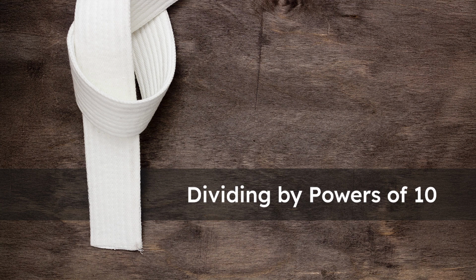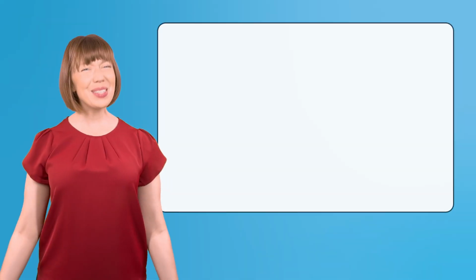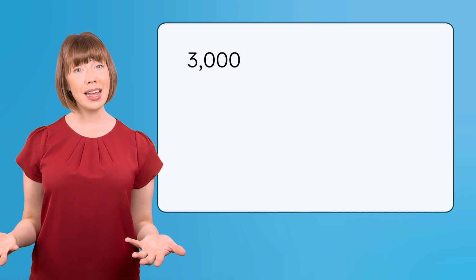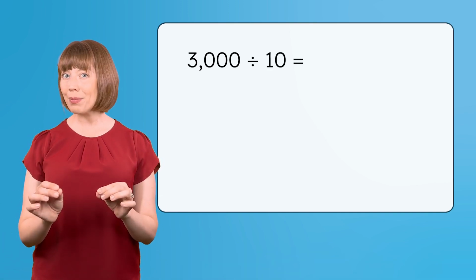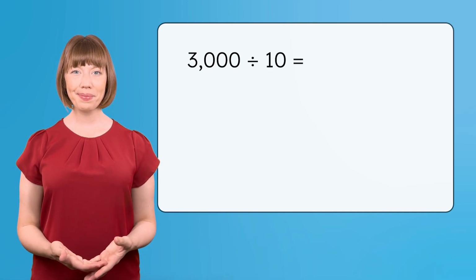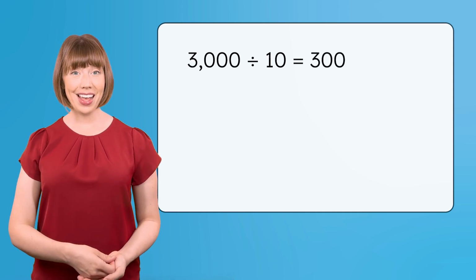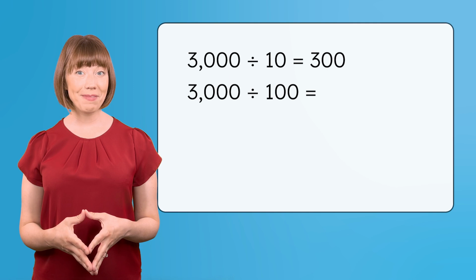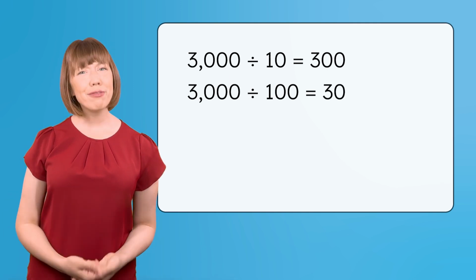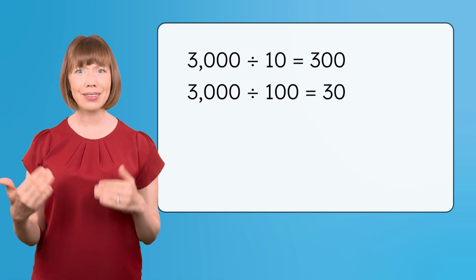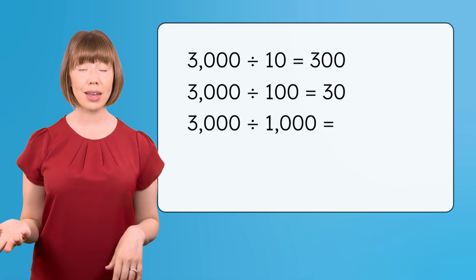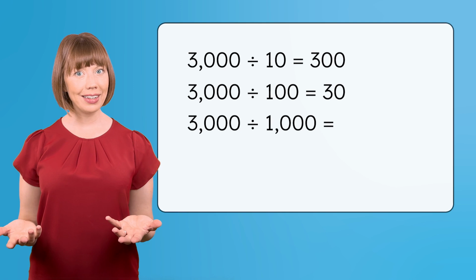Let's start with the same number, 3,000, but this time we'll divide by powers of 10 to see what happens. 3,000 divided by 10 is what? 300. What is 3,000 divided by 100? That would be 30. The values of these numbers keep getting less and less. What will we get if we divide 3,000 by 1,000?